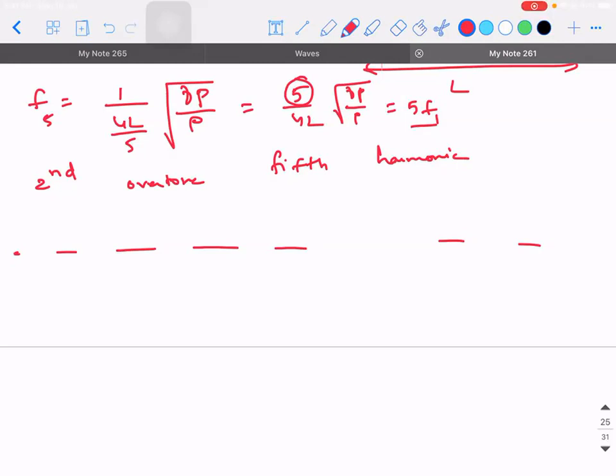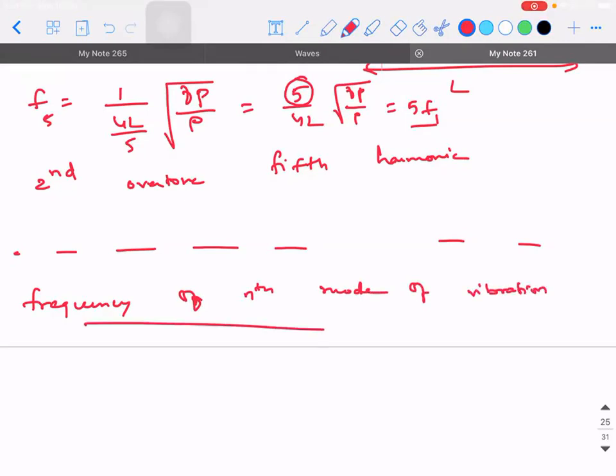can you tell me what is going to be the frequency of the nth mode of vibration? If I write it as f, then what will be the frequency of the nth mode? What am I getting in the numerator? If you observe, something by 4L into root of gamma P divided by rho, is it not common everywhere? Yes, sir. It is common everywhere. Then what should I have in the numerator?